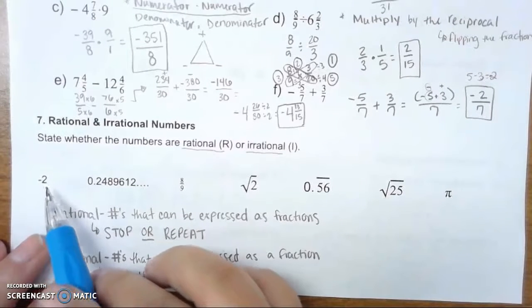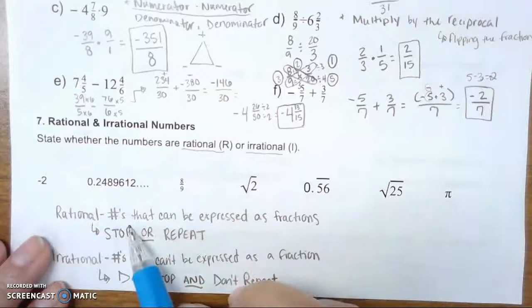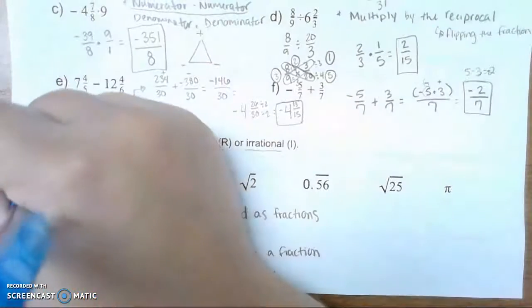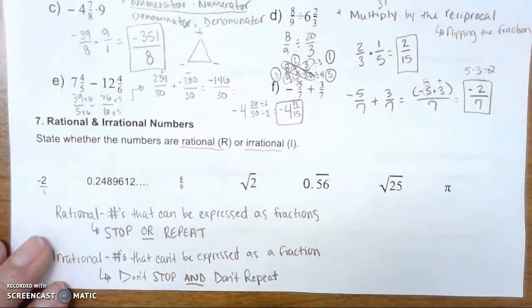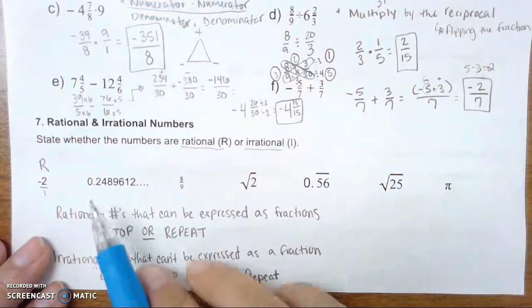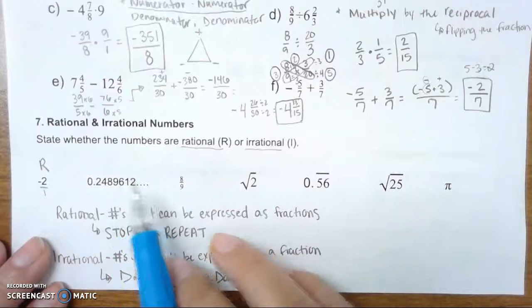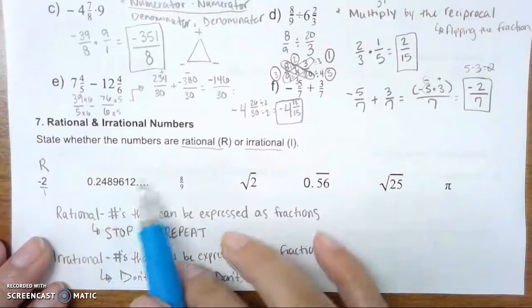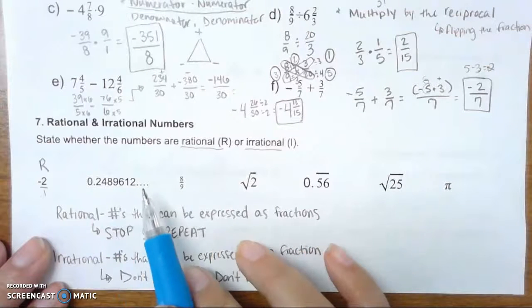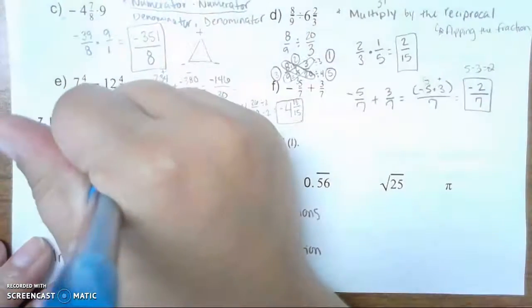So -2. -2 stops. It's just -2. Since it stops, it's a rational number. Also, remember guys, all whole numbers can be put over 1. We just made that a fraction. So 2 is rational. Next, 0.248961... So I look. Does it stop? No. Does it repeat? No. Therefore, it doesn't stop and it doesn't repeat. Therefore, it's irrational.